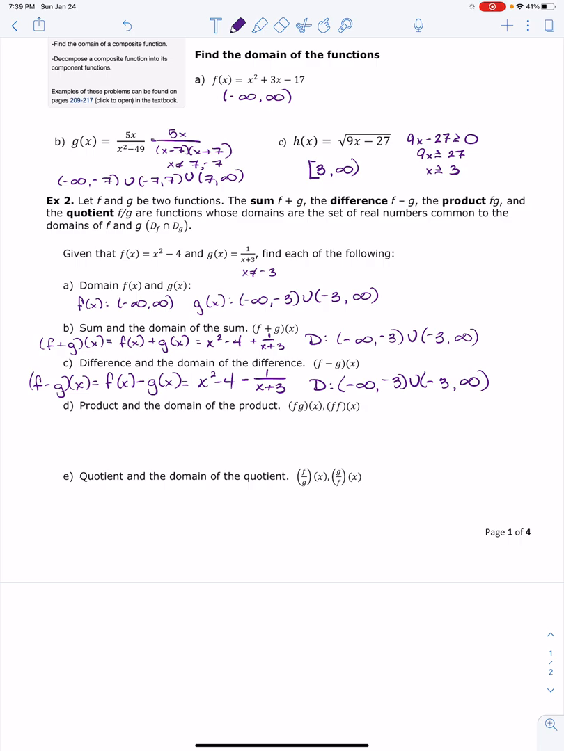And the product and the domain of the product. So we've got f g of x, which is f of x times g of x. Our f of x is x squared minus 4. Our g of x is that 1 over x plus 3. x squared minus 4 over x plus 3. Our domain again, negative infinity to negative 3, and then negative 3 to infinity.